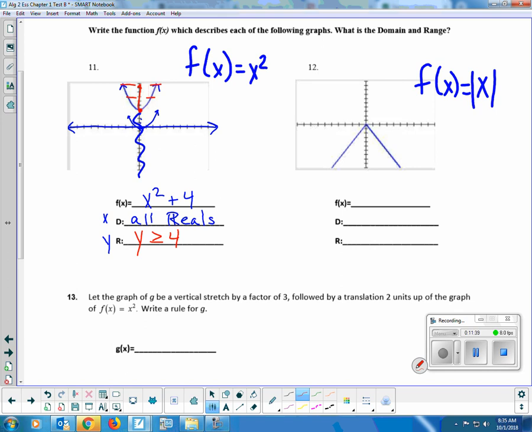F of x, it looks like the only thing on here is here's the parent, same width, but it's reflected. That means that there must have been a negative number, and if the width stayed the same, we'll say it's a negative 1 times the parent function. It doesn't move left or right, doesn't move up or down. The domain again is all reals because all of the x's can plug into that. But the only y's that are used are these going down. So that's all the y's that are less than or equal to 0.